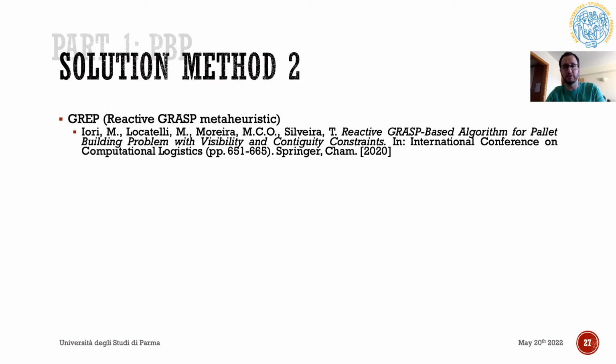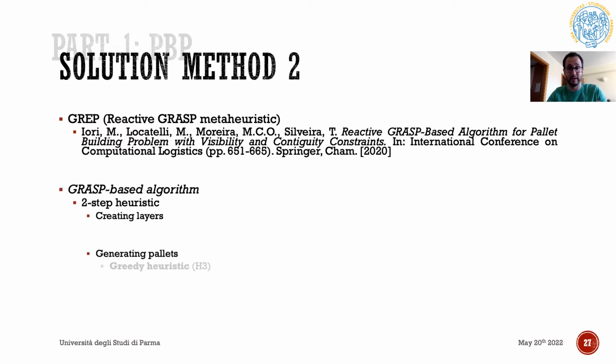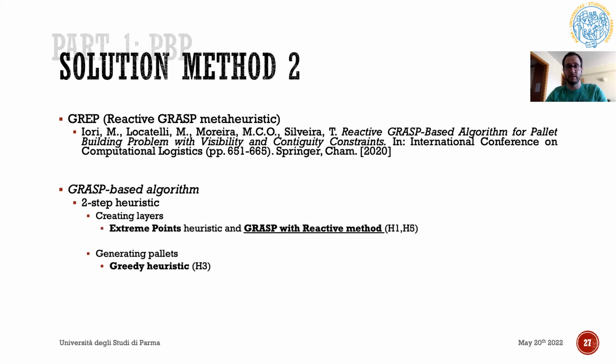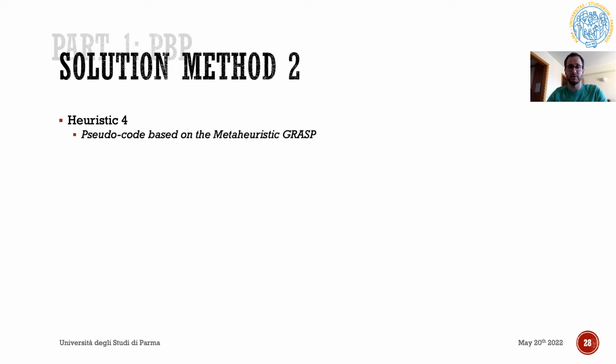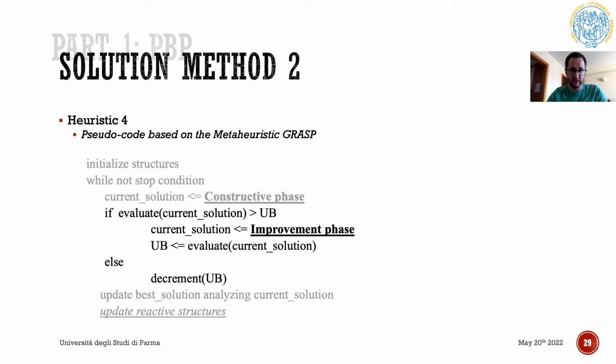Regarding the second proposal, we've included in it the GRAPH metaheuristic. Now GRAPH uses the previous grid heuristic to create the final pallet, and the extreme point heuristic with reactive GRASP for creating layers. Its improvement phase is based on an upper bound heuristic, which is included in the GRAPH framework here, in order to launch the improvement phase. Additionally, the algorithm updates the reactive structures at the end of each iteration.